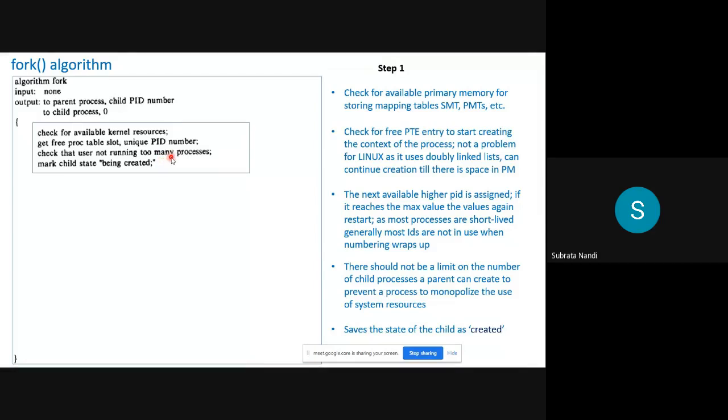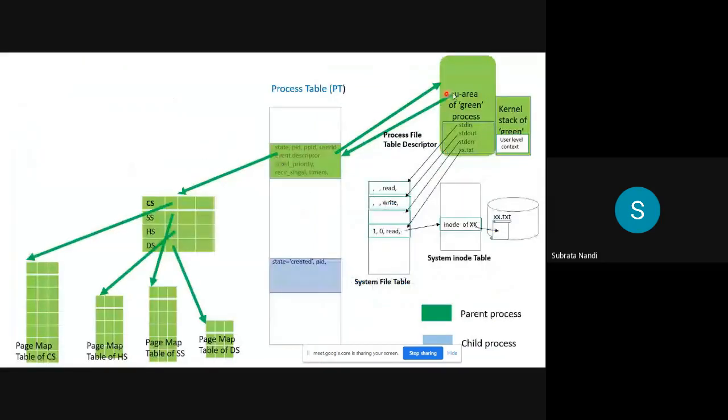So if everything is fine, then the child state is marked as created. You can recall those process transition diagrams. What you can view is, earlier it was a green process, now you find that it has grabbed a process table slot, and it is assigned the created state, and it has got a PID because it has grabbed its own PID. So the child is just taking birth, it's not yet complete.